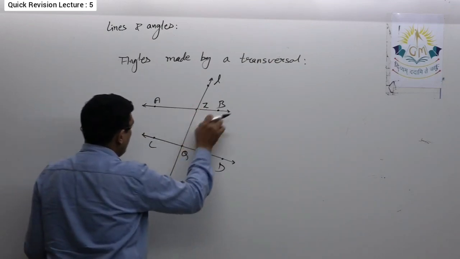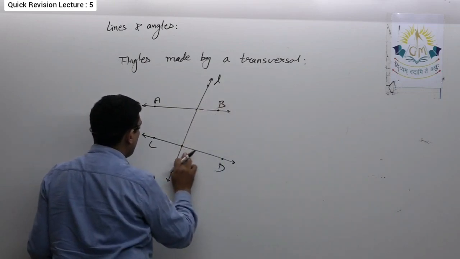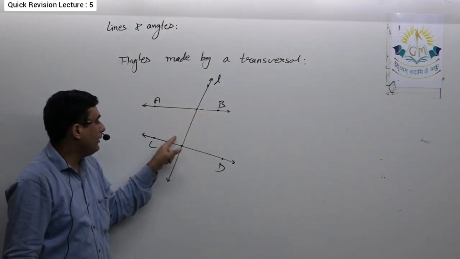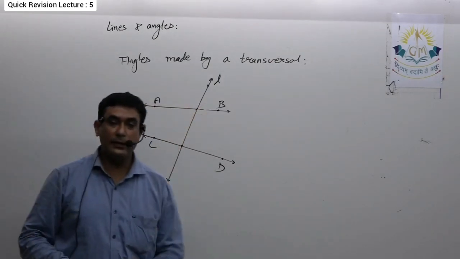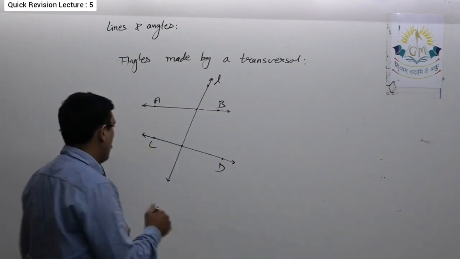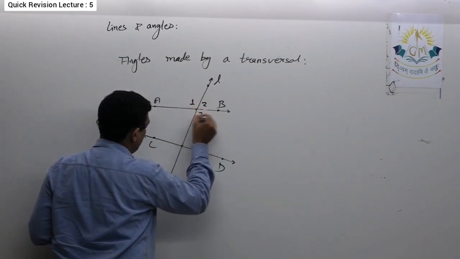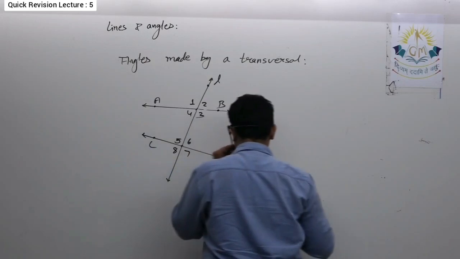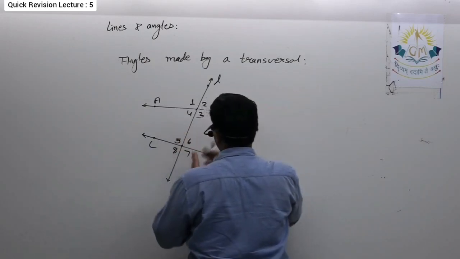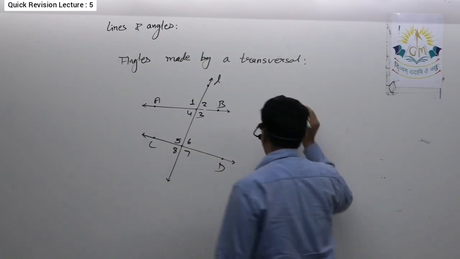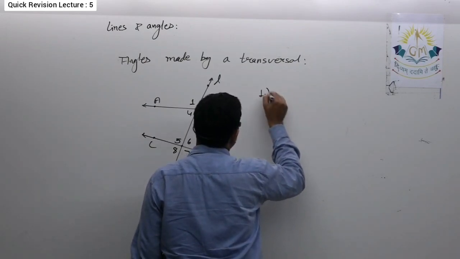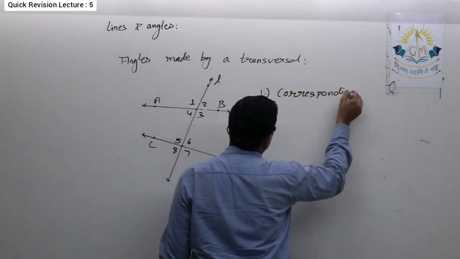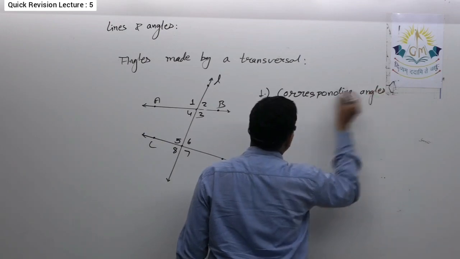Okay, now when a transversal intersects two lines, it makes four angles with this. Sorry, eight angles: 1, 2, 3, 4, 5, 6, 7, 8. Now these eight angles are categorized as follows. Let me name the angles 1, 2, 3, 4, 5, 6, 7, 8. So angles formed by a transversal with two lines are as follows. The first is corresponding angles. Okay, what are the corresponding angles?